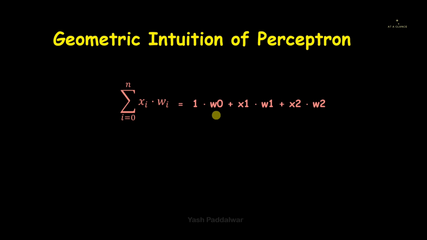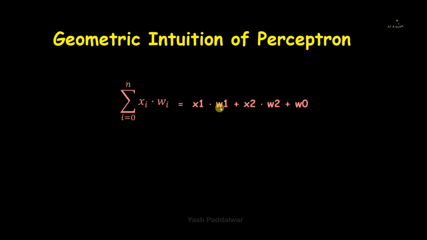So let's replace x0 with 1. Now you can see that anything multiplied by 1 is that particular term itself. So 1 into w0 is w0. Now you can see this expression: w0 plus x1 into w1 plus x2 into w2. Let's take this w0 at the end instead of writing it first. We haven't changed the value of this expression, we just have shifted the first term to the last, that's it.